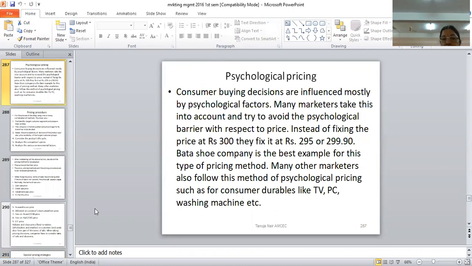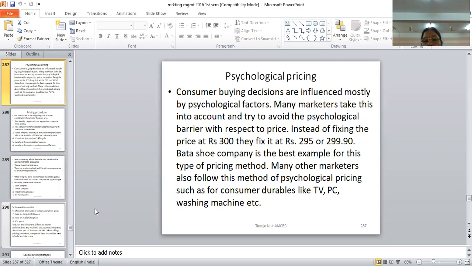Then psychological pricing. Psychological pricing is mainly to show that customers are influenced by psychological factors. The best example of psychological pricing is Bata Shoe Company, which follows this kind of pricing. Instead of pricing the shoe at 300, they will price it at 299 or at 295. So psychologically the customer will feel that he is getting it at a lower price.